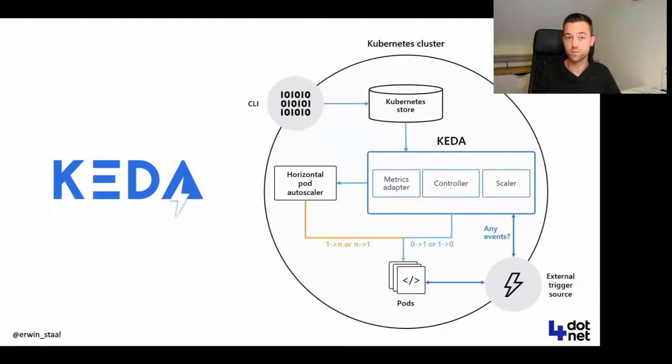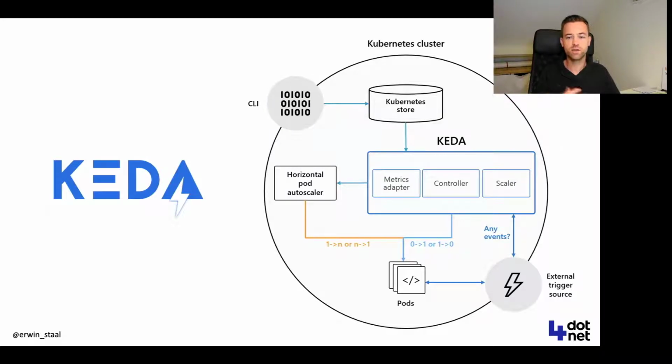So that's where KEDA comes in. KEDA helps you with the event-driven autoscaling on your Kubernetes cluster. And it does that by very strongly integrating with all of the existing components in Kubernetes. KEDA itself is actually pretty straightforward, pretty simple, and that's what actually makes it also powerful. So as you can see in this diagram, KEDA consists basically of 3 parts.